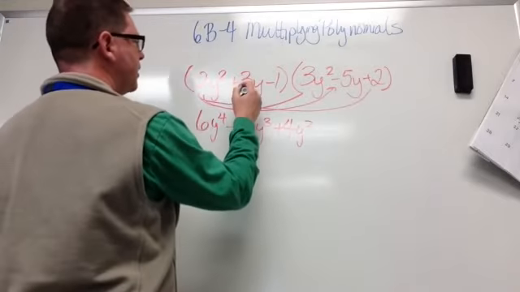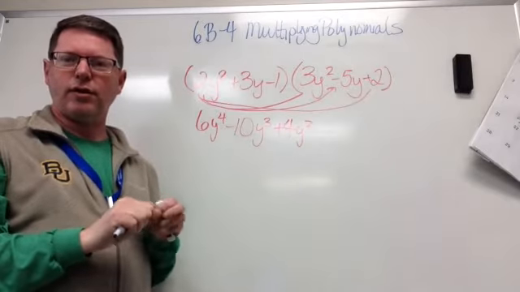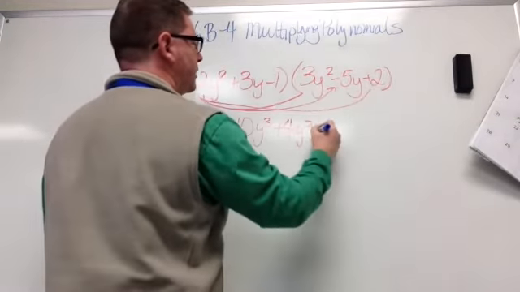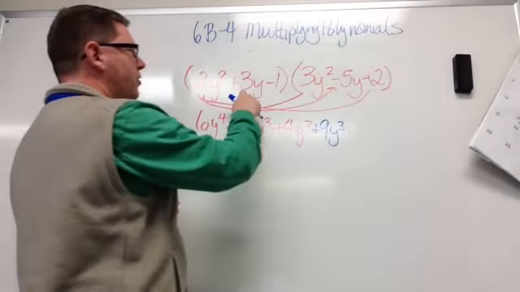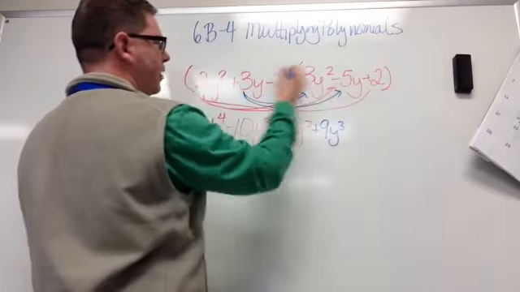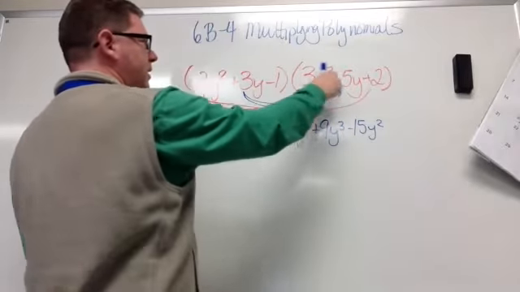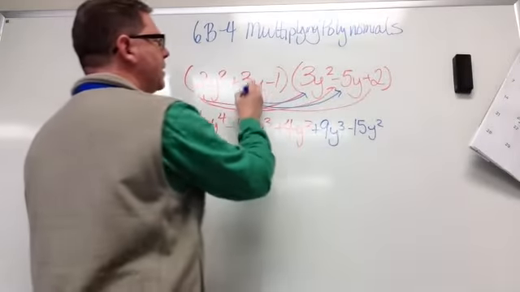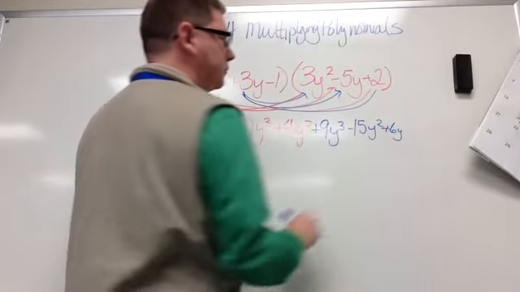So I'm going to take blue and I'm going to multiply the 3y times everything in the other trinomial. Okay? 3y times 3y squared is positive 9y to the third. And 3y, I guess I should draw arrows. And 3y times negative 5y is negative 15y squared. 3 times negative 5 is negative 15. Y times y is y squared. And 3y times 2 is positive 6y.